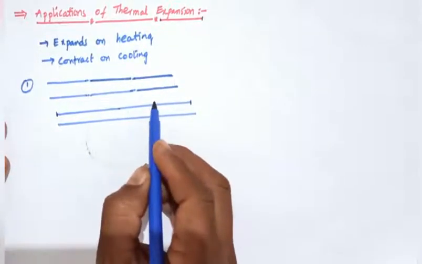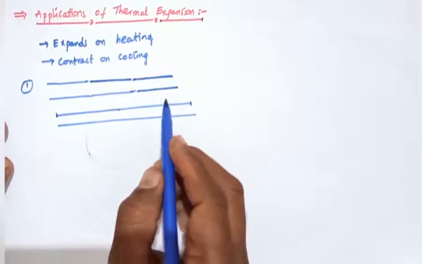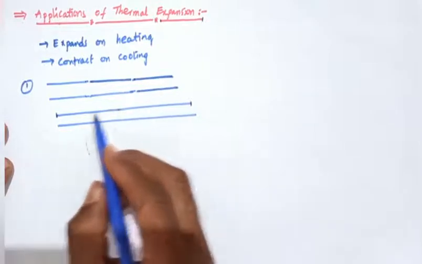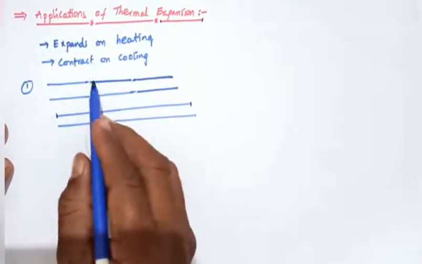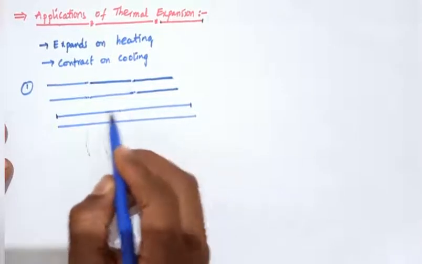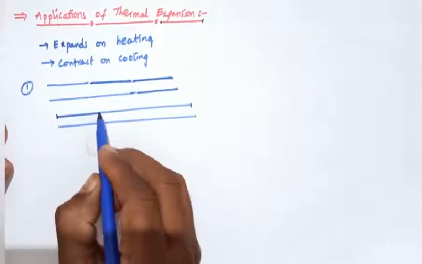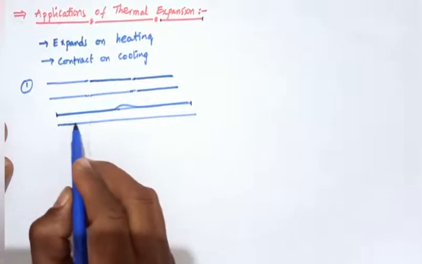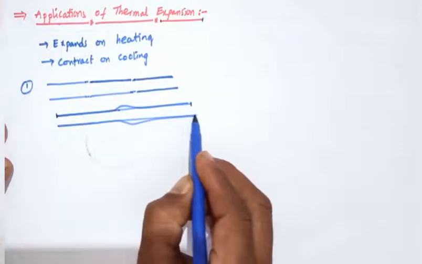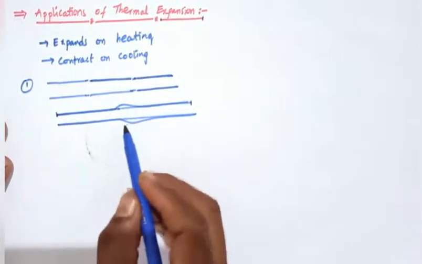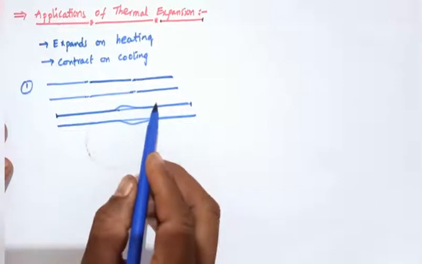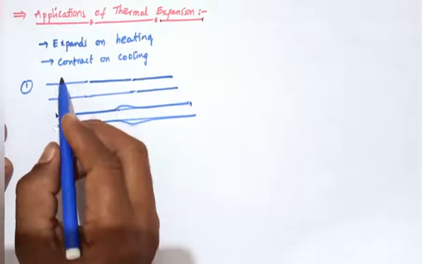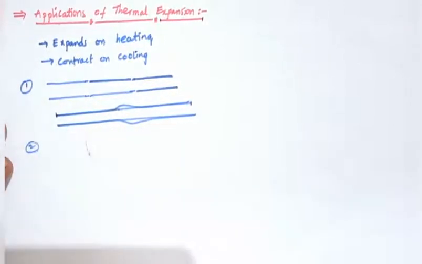So in the summer season, the temperature increases up to 50 degrees Celsius. When the temperature increases and there is no gap in between the rails, the rail track bends, like here. When it bends, the train will fall in summer. So this is one of the applications.